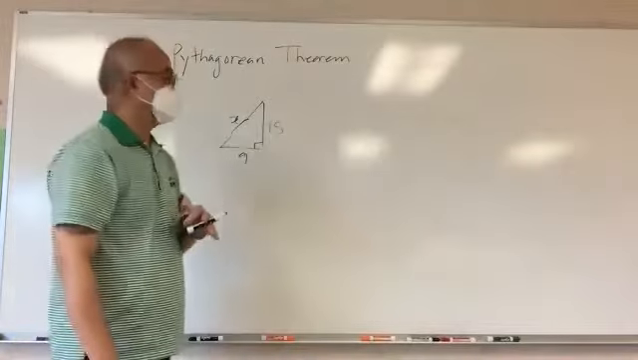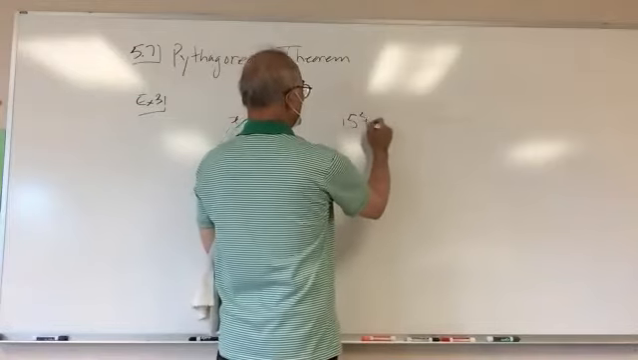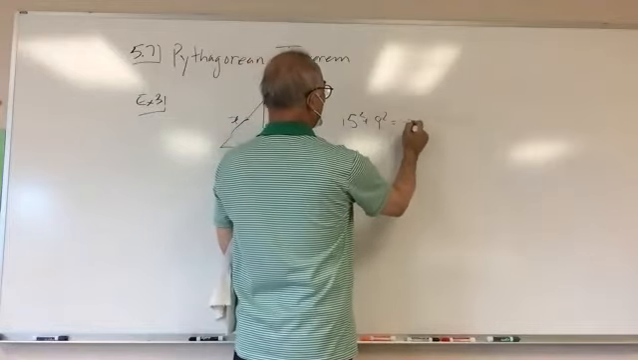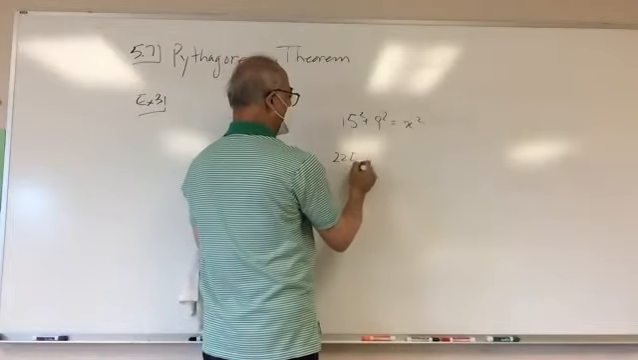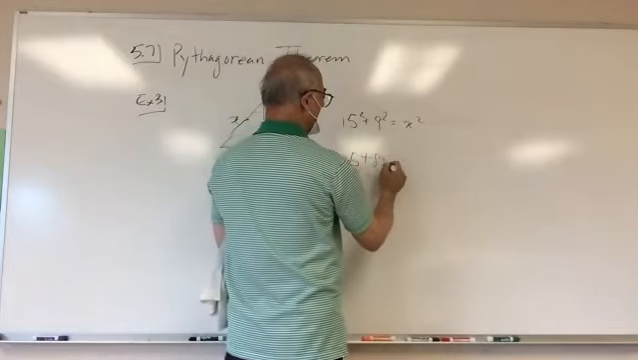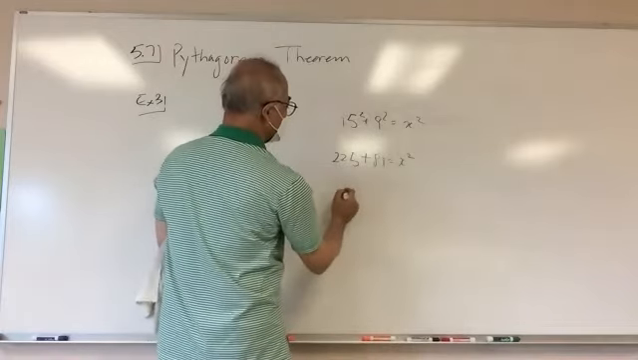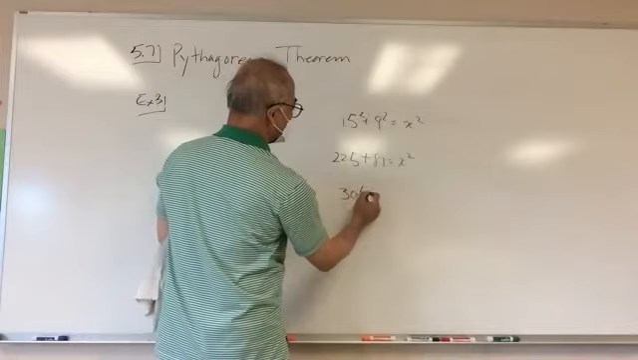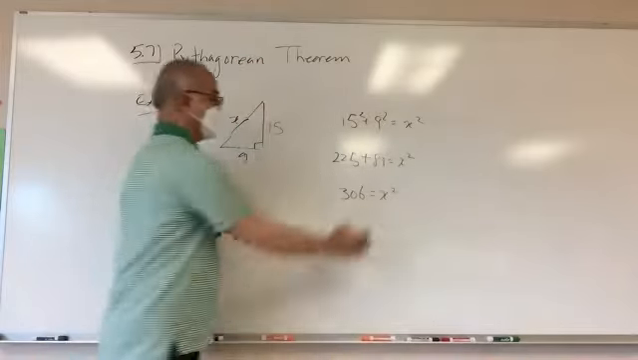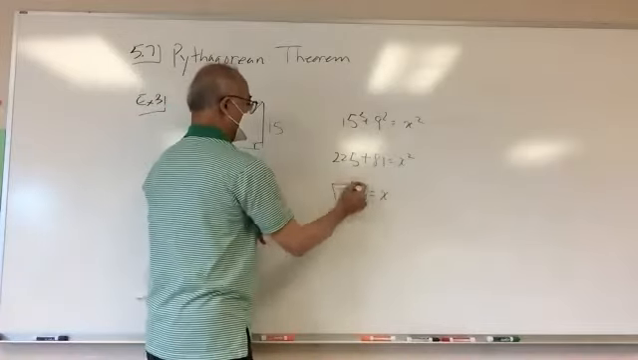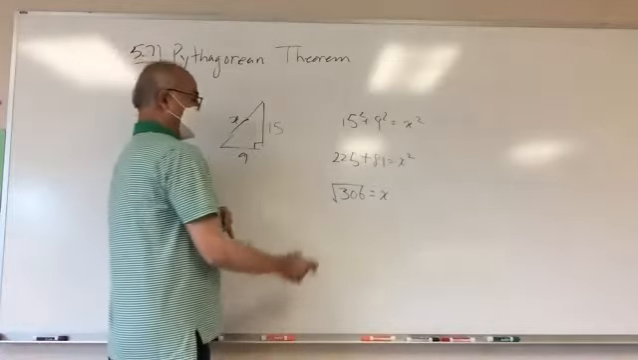You would do 15 squared plus 9 squared equals x squared. Okay, then 15 squared was what? 225. 9 squared was 81. And then equals x squared, which is, what is this? 306 is x squared. So x is going to be equal to the square root of that.